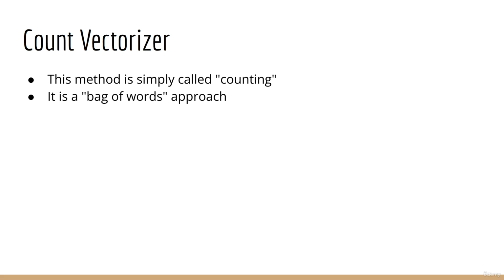So in this lecture, we are going to begin looking at our first and most simple method of converting text into vectors. This method is so simple that it doesn't even have a name, but if you want to give it a name, you would simply call it counting. As a side note, recognize that this technique is an instance of the bag of words approach, since we will be ignoring the order of the words in each document.